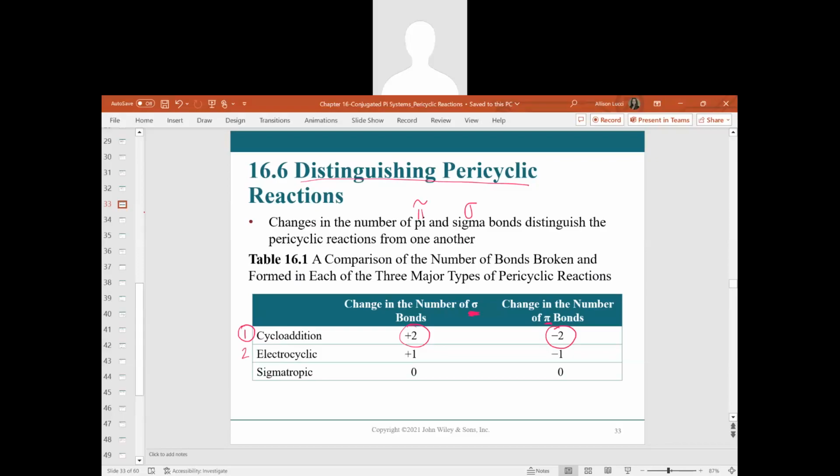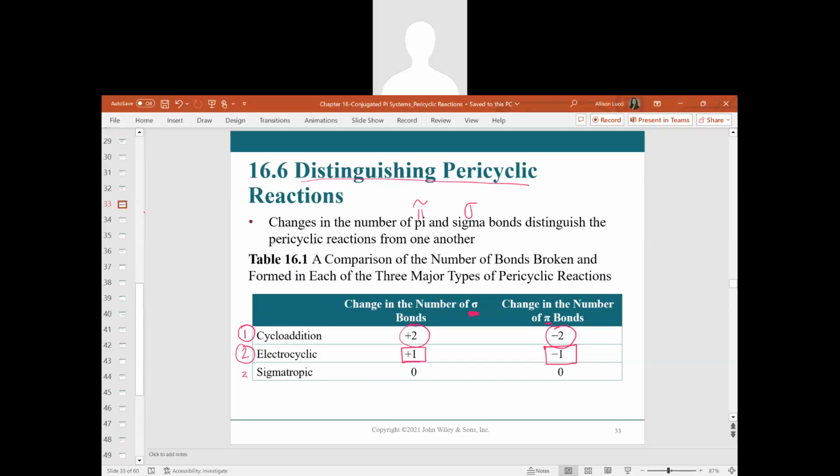In our second type of reaction here, our electrocyclic reactions, we're going to increase again the number of sigma bonds, but now we're going to increase by 1, and then we're going to decrease pi bonds again, but just by 1. So when we have up 1 sigma, down 1 pi, that's an example of electrocyclic reactions.